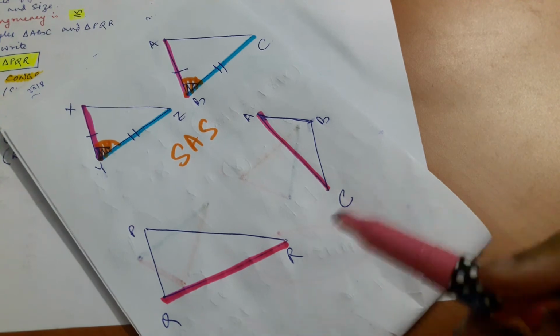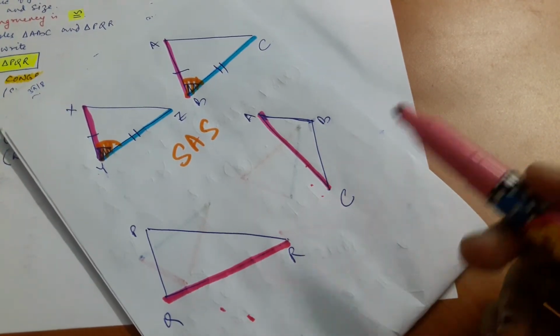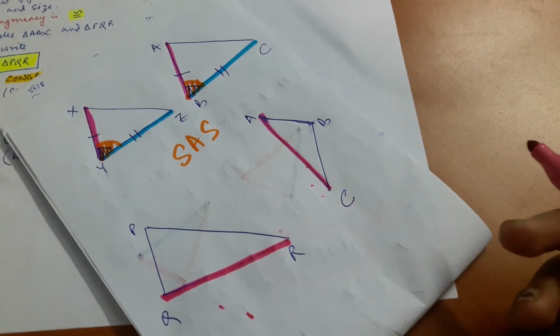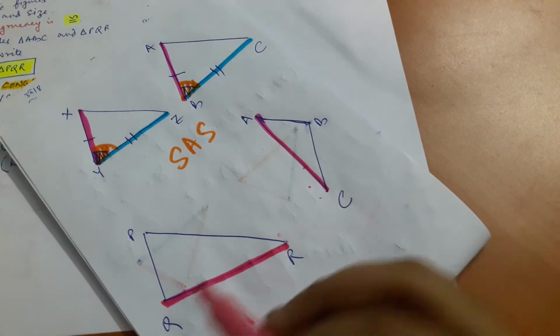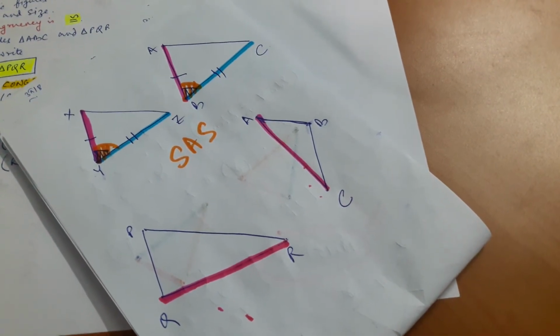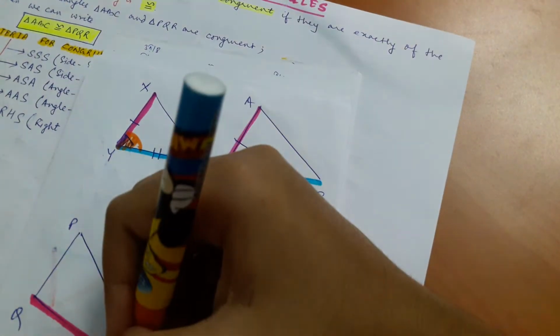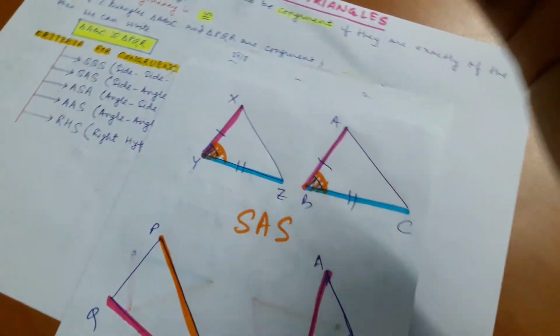It is not that these two sides are the same. If you measure it with a scale, maybe these two sides may not be the same. But please, for this second, just assume that QR is equal to AC, and PR is equal to AB.